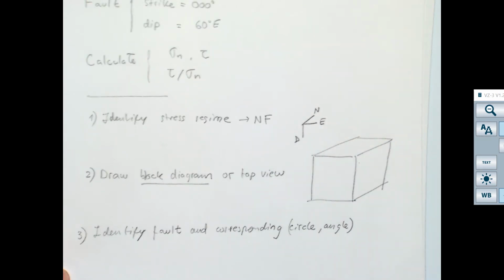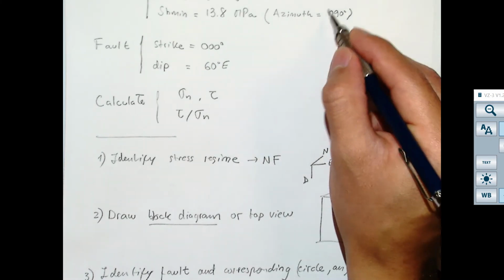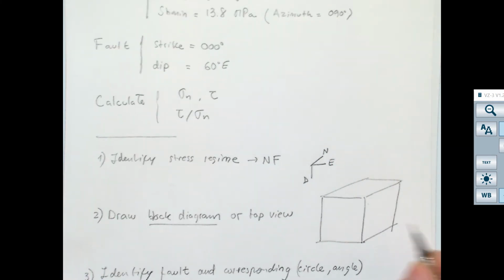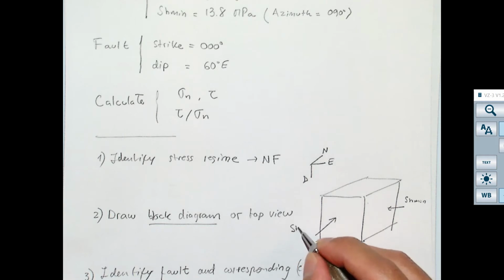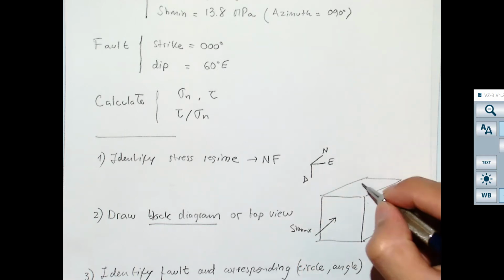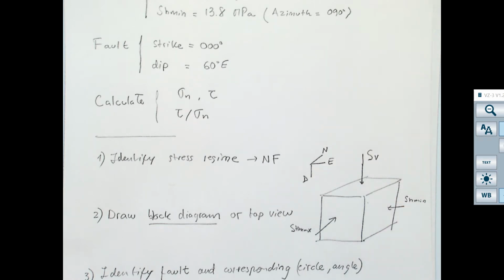And I know that SH min is striking at 90 degrees from the north. So this one is SH min. This one over here is SH max. And this one, the highest, is going to be SV. All right. So I have figured out the state of stress at this particular location.